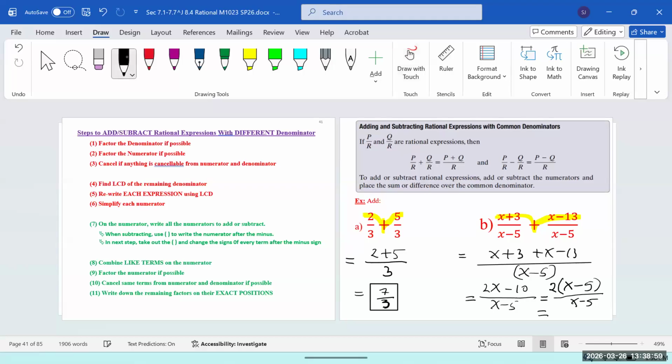Should we stop or should we keep going on? Cancel. Anytime something is cancelable, you have to cancel. So what is our final answer? 2/1, which is 2. So see, sometimes life is easy. Once you combine, you stop.